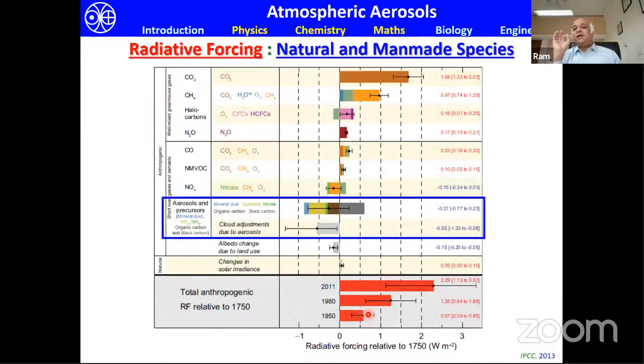So the global climate is influenced by the following agents that are present in the Earth's atmosphere, both natural and human-made: the long-lived greenhouse gases versus the aerosols.